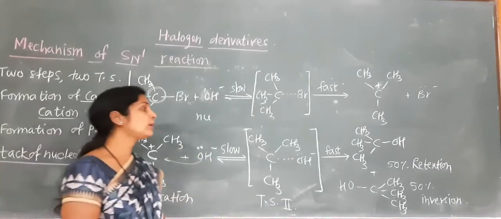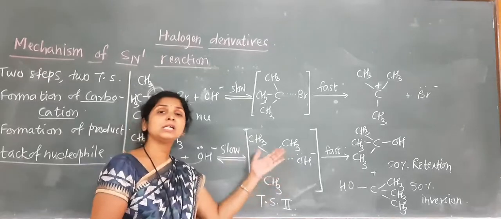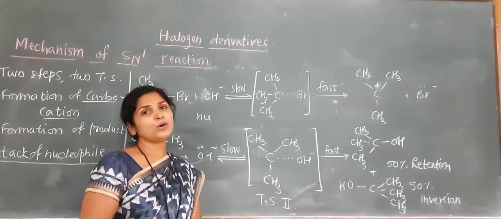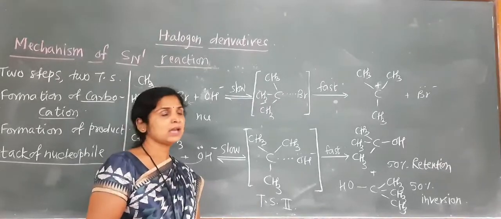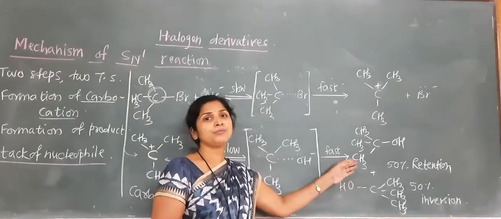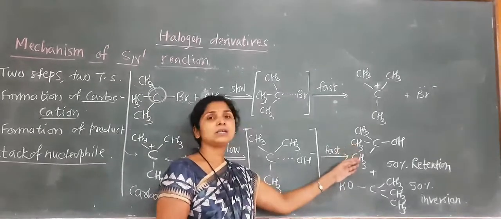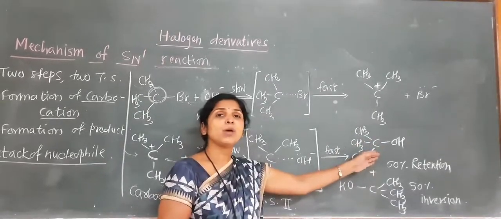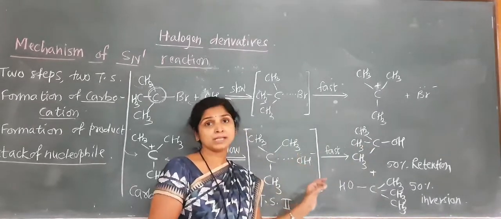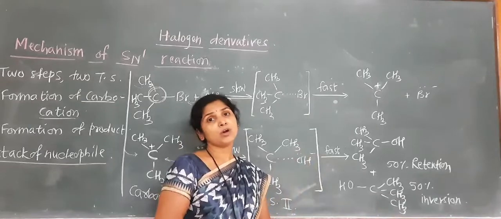Now what is the product molecule? The product molecule is tert butyl alcohol. When this tert butyl alcohol has been formed, one tert butyl molecule with such a configuration, where the nucleophile approaches from the front side, we will say that there is 50% retention of the configuration.